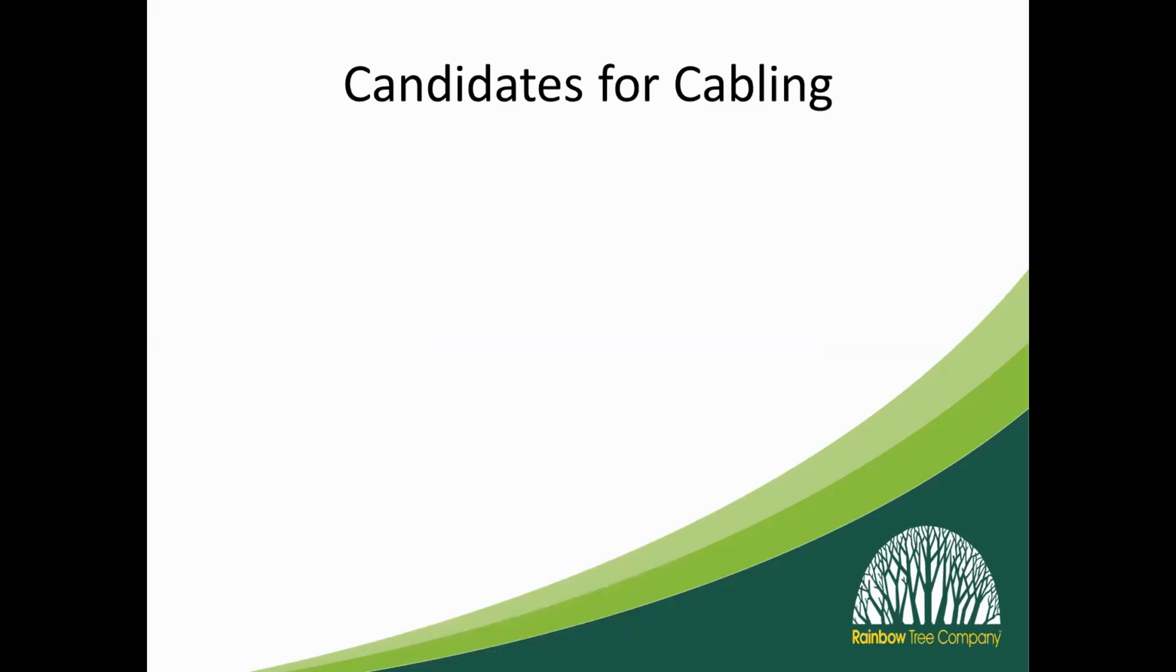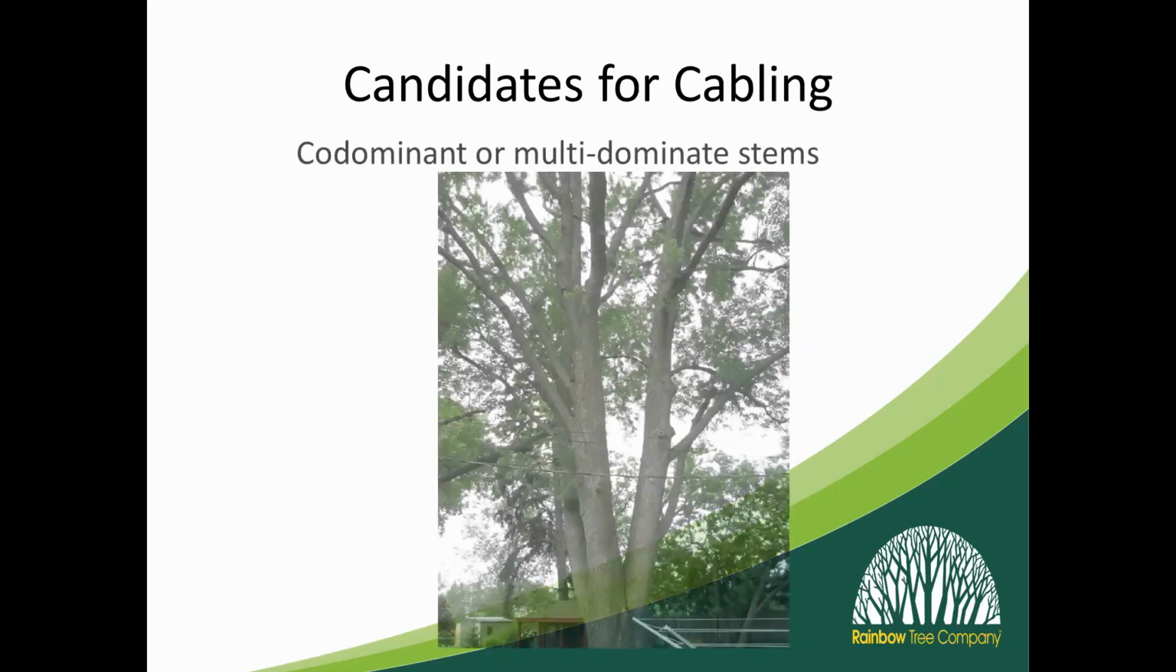All right, so the next type of weak union, a good candidate, would be your codominant or multi-dominant trees. Not all codominant stems have included bark. According to Ed Gilman, if you don't know who Ed Gilman is, he is a retired professor from the University of Florida. He's done a lot of research in structural pruning, and the structure of trees, kind of the biomechanics of trees itself. He states that if the attached branch diameter is 50% or more of the trunk or parent branch, it will have a weaker attachment point and is prone to later failure in life.